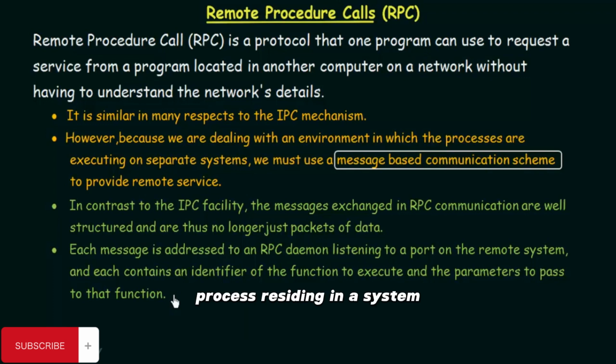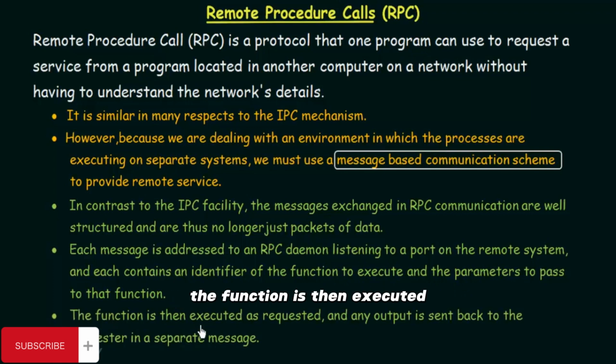There is a process residing in a system, and this process wants a service which is provided by another process residing in another system. Think of that service as a function. We have to pass the parameters of the function and call the function, and then the function will be executed. In the same way, in RPC, we have to pass the identifier of the function, which may be a function name, and then the parameters. The function is then executed as requested, and any output is sent back to the requester in a separate message.